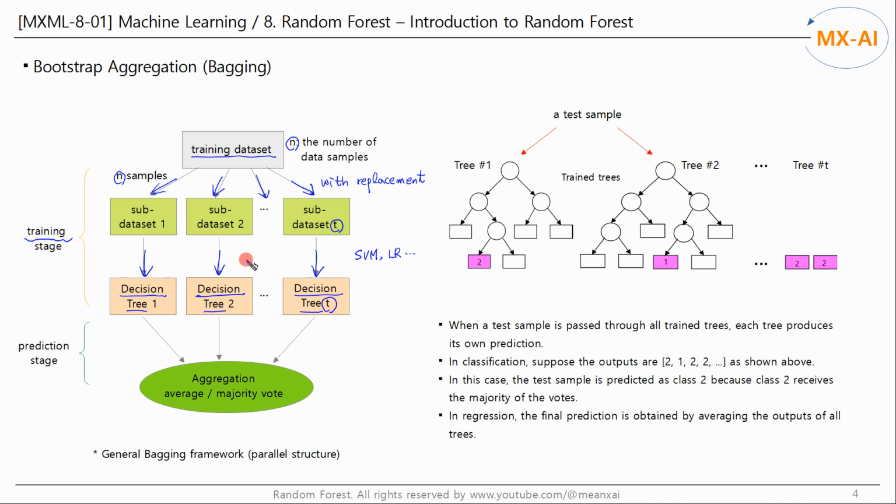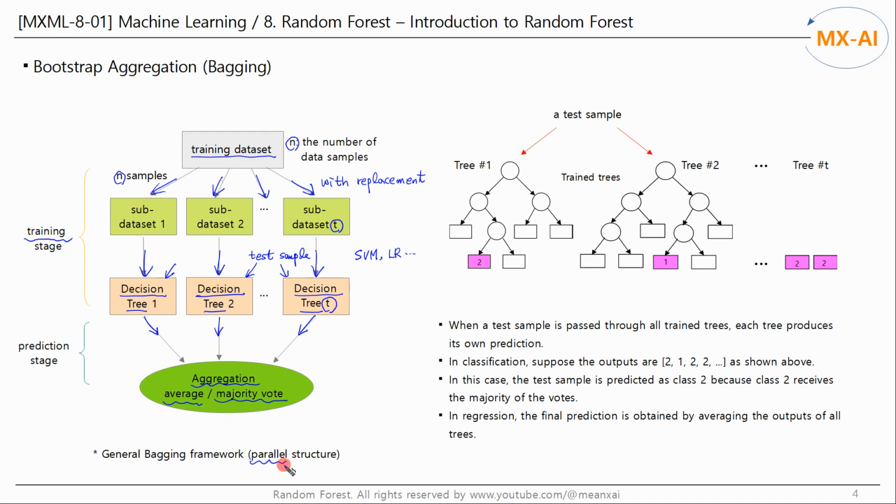Once training is complete, we pass the test sample through all trained trees, and each tree produces its own prediction. Then we combine all of those predictions together. For regression problems, we take the average of the outputs. For classification problems, we use majority voting. This is the general bagging framework used in random forest. Bagging has a parallel architecture like this.